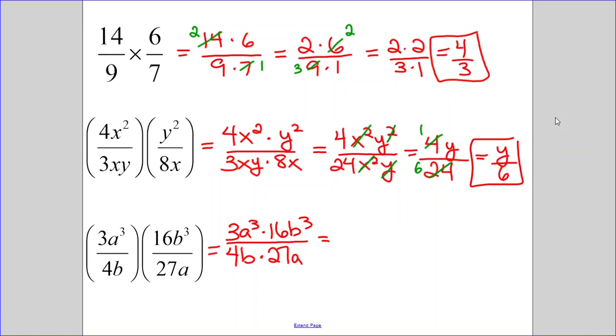steps afterward. So do we see here that we have an a cubed term, okay, we have an a term, so I can cancel out my a term, and that cubed is going to become a 2. Same thing with the b, I can cancel it out, and this cubed is going to become a 2. So I've taken care of my variables, and they've reduced down as low as they can go. So I'd have 3a squared times 16b squared over top of 4 times 27.